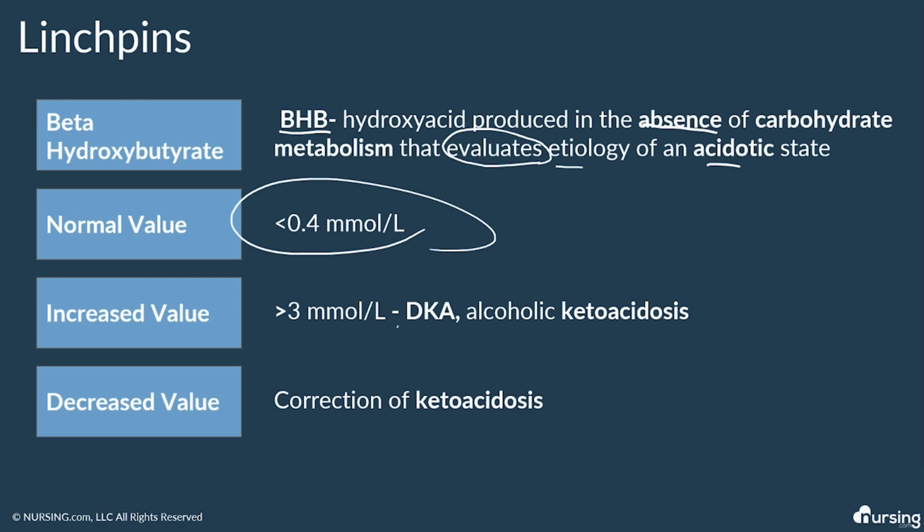An increased value, especially if it's over 3 millimoles per liter, can indicate that we have a ketoacidotic state, whether that be from type 1 diabetes, alcoholic ketoacidosis, or if someone's really trying with the keto diet. Decreased value will be in the correction of ketoacidosis. Sometimes that's what we're looking for.